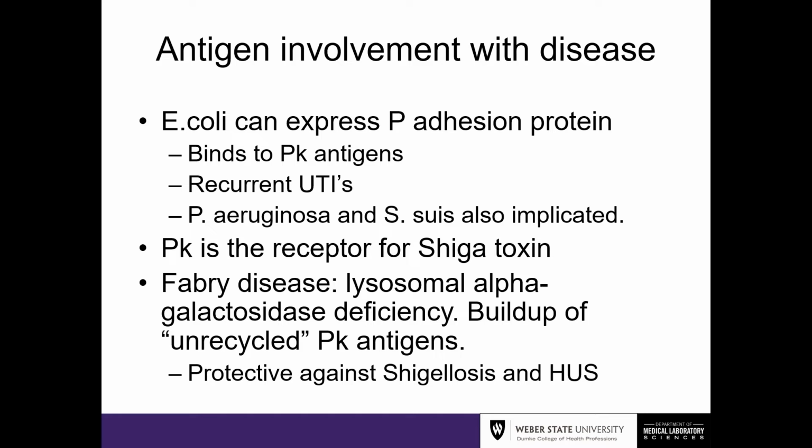What I did find instead is that people with Fabry's disease are resistant to Shigella. Fabry's disease is a deficiency of lysosomal alpha-galactosidase. Amongst other carbohydrates, PK antigens can't be broken down in the cell, and they'll instead accumulate in the cells. The high PK expression in these cells that usually have a low expression of PK antigen now become the target of Shigella. But in most instances, the normally low PK expressing cells are resistant to Shiga toxin.